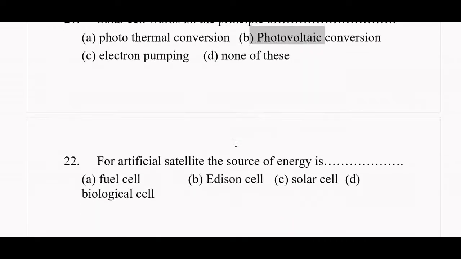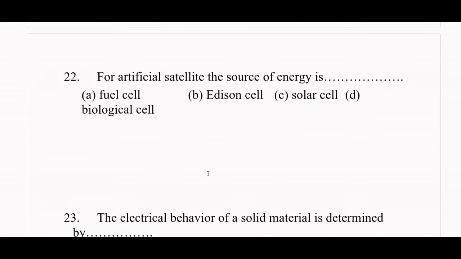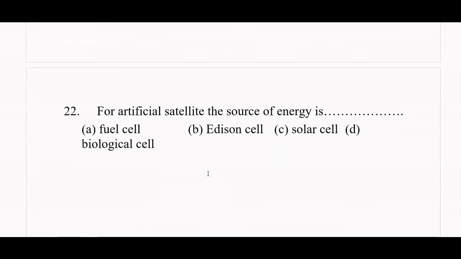Now moving on to question number 22. For artificial satellite, the source of energy is dash. A. Fuel cell, Edison cell, solar cell, or biological cell. So of course it is not biological cell. So the answer is solar cell. For artificial satellite source of energy, the solar cell is the power source.